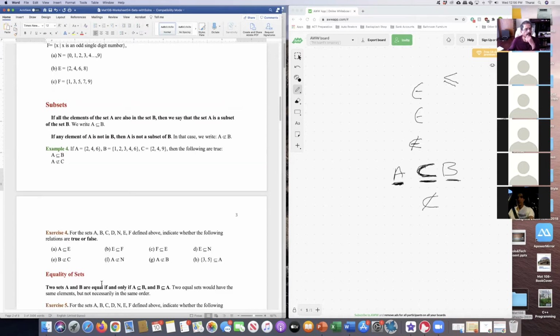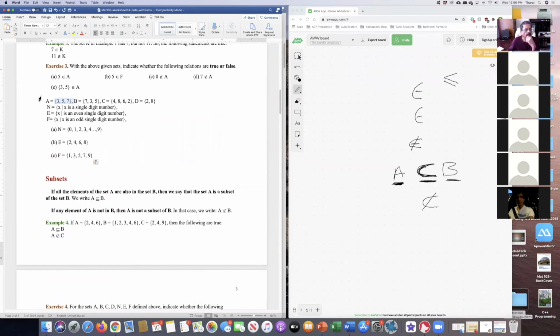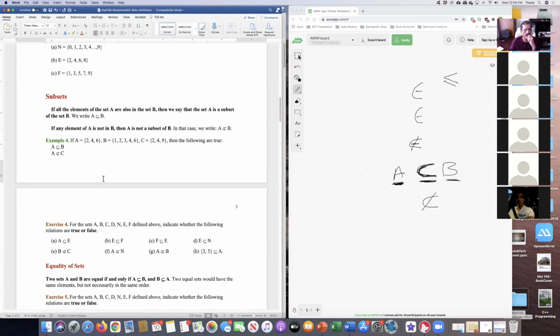So let's go up here. I just saw one set. How about these two sets? Are these two sets equal? Yes. Everything in A is in B, everything in B is in A. Remember, order doesn't matter. So these two sets are equal. So that's when they're equal. Everything matches. Only the order is different.